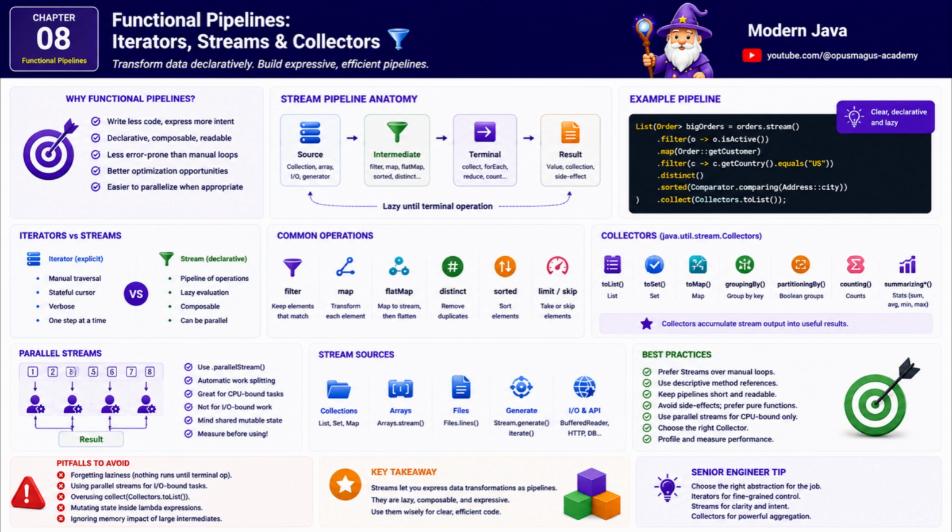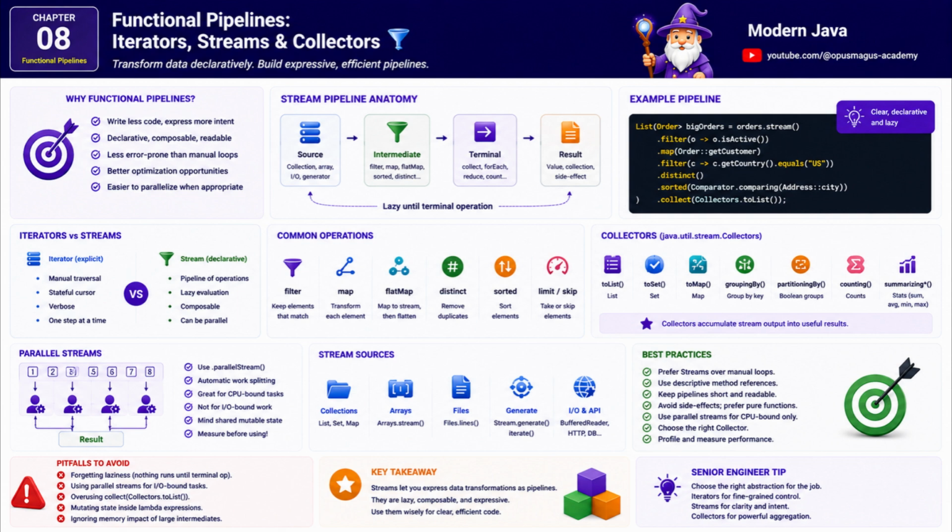Collectors are where streams become especially useful for real backend work. A collector describes how stream elements should be accumulated into a result. Common collectors create lists, sets, maps, joined strings, grouped maps, partitions, counts, sums, averages, or custom aggregate structures. This is valuable because many business operations are not just transformations. They are aggregations. For example, a service might group transactions by account ID, count failed login attempts by user, partition invoices into paid and overdue, or build a map from product code to latest price. Collectors express those outcomes directly. groupingBy, partitioningBy, toMap, counting, summarizingInt, and joining are not just utility methods. They are vocabulary for common data processing shapes.